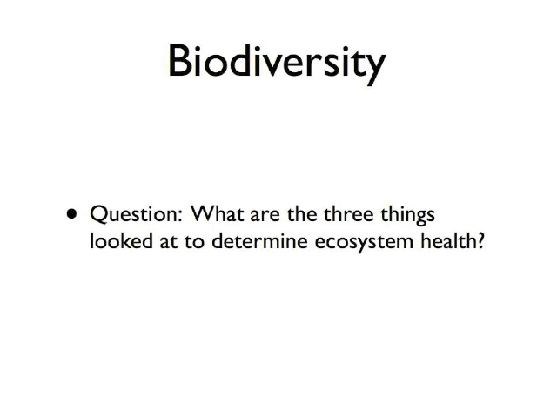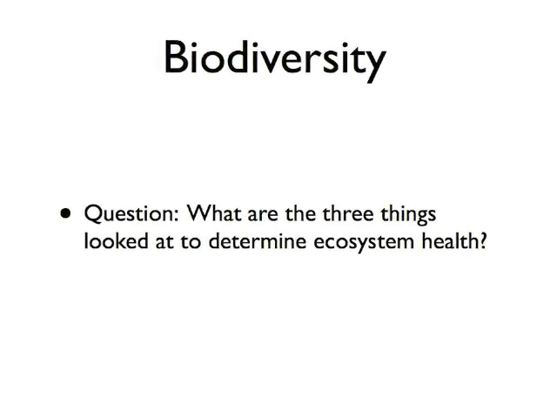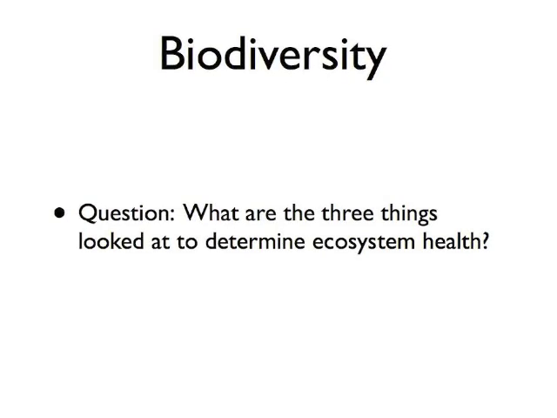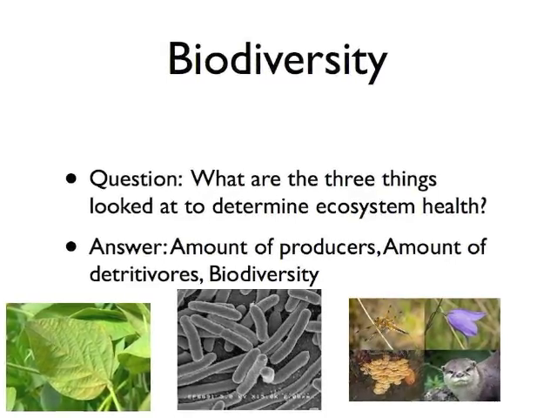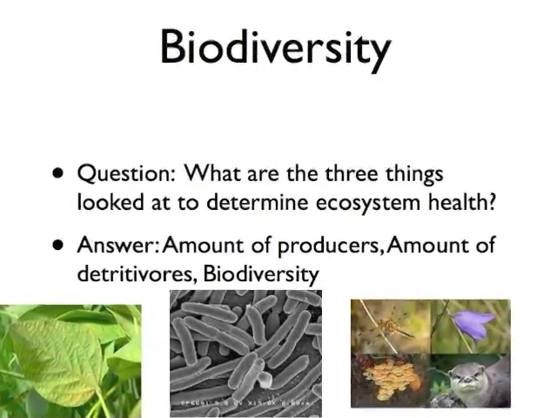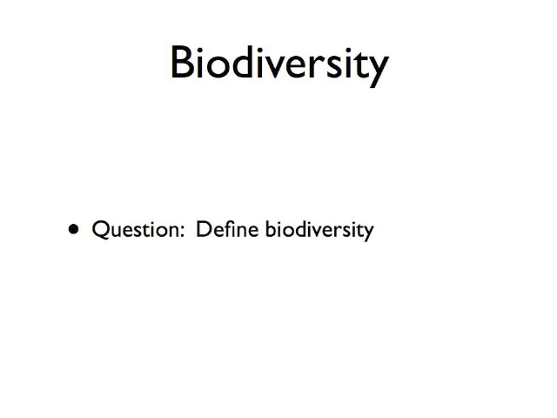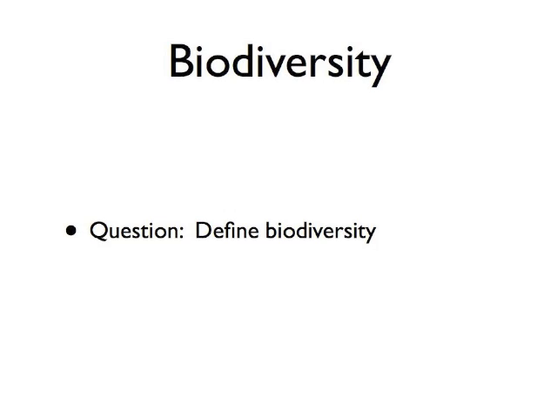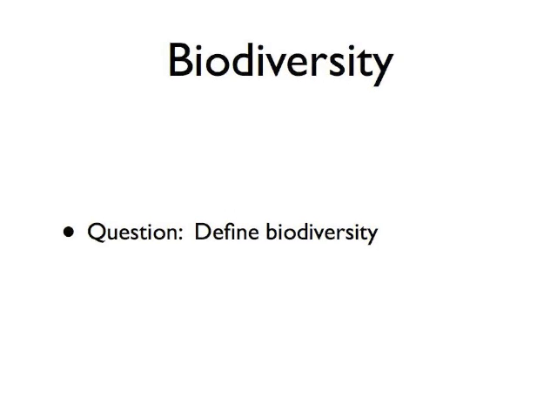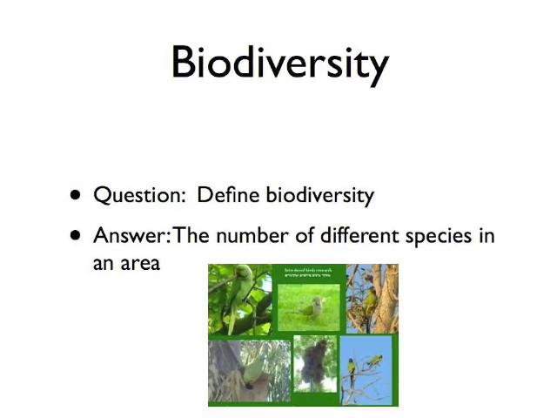What are the 3 things looked at to determine ecosystem health? Amount of producers, amount of detritivores, biodiversity. Define biodiversity. The number of different species in an area.